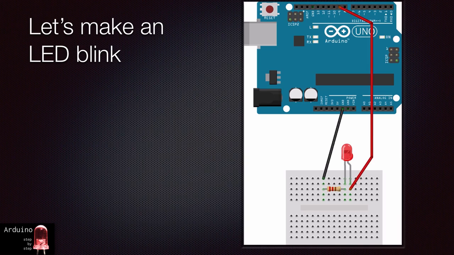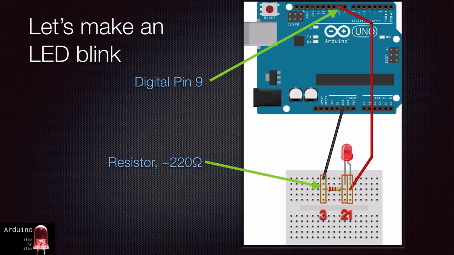Start by taking a red jumper cable and connecting it to Arduino socket number 9. The other end of the cable should go to any socket in an empty column on the breadboard. Let's name this column number 1. Take a 220 ohm resistor, or close to that value, and connect one pin in one of the sockets of column 2. And the other one will go in an empty socket in column 3.